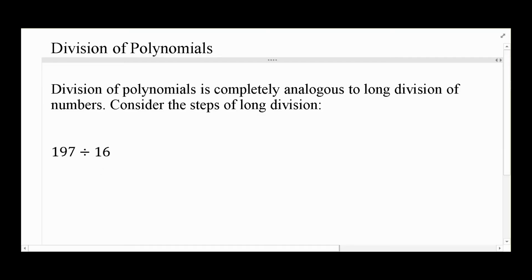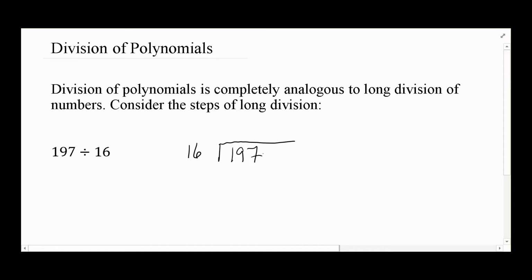So if we divide 197 by 16, we rewrite this with the 16 on the outside and the 197 down below. Our first step is to say, how many times does 16 go into just the 19 there? We're not going to look at the whole number, just 19, and say 16 goes into 19 once. We put that 1 directly above the 19. That's our first step, just to get a rough idea of where to start.